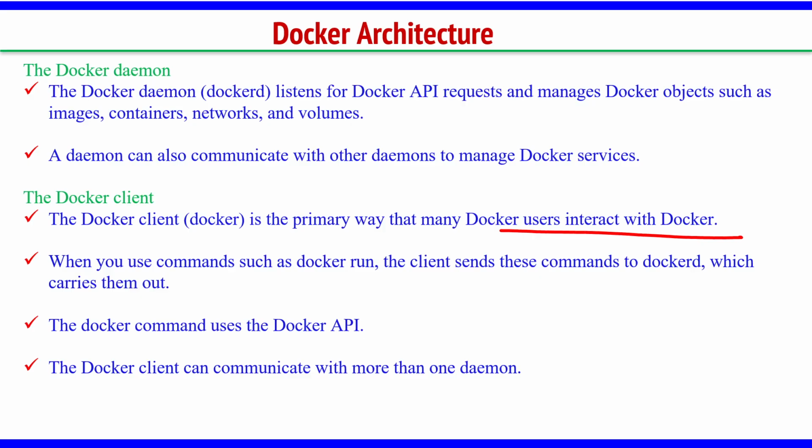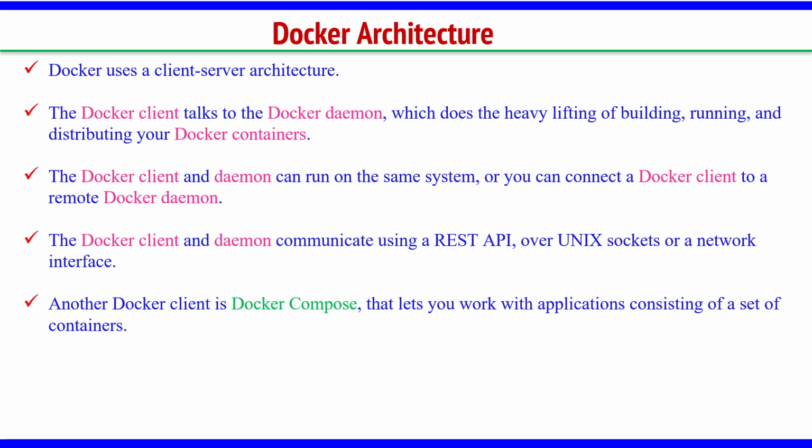Client means we are interacting with Docker, to create, to delete. When you use commands such as docker run, the client sends these commands to Docker D. Docker D means Docker daemon, which carries them out. As simple as that.